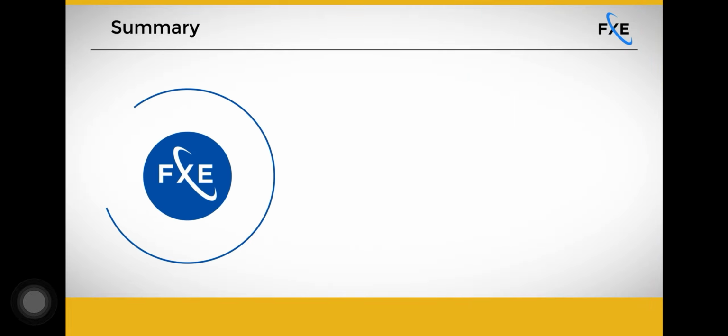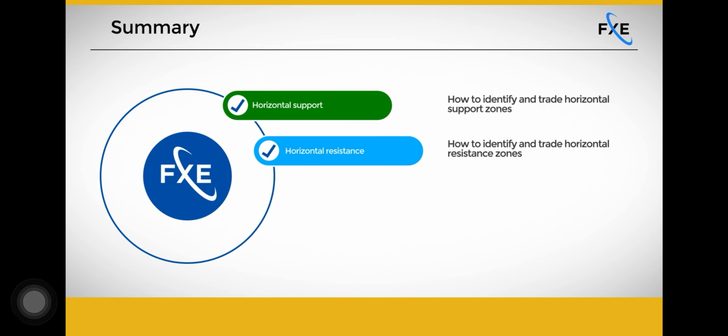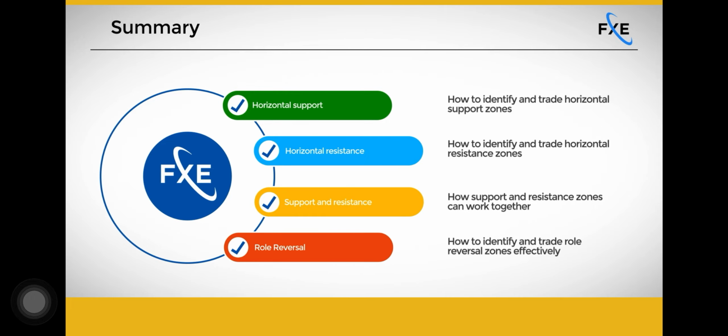In this lesson, we've learned how to identify and trade horizontal support zones. We learned how to identify and trade horizontal resistance zones. We learned how support and resistance can work together. And finally, we learned how to identify and trade support and resistance role reversal zones. This concludes section 1 of charting techniques.